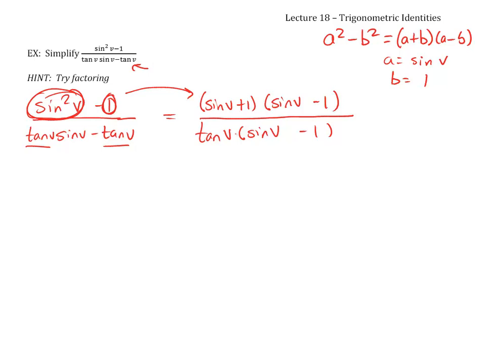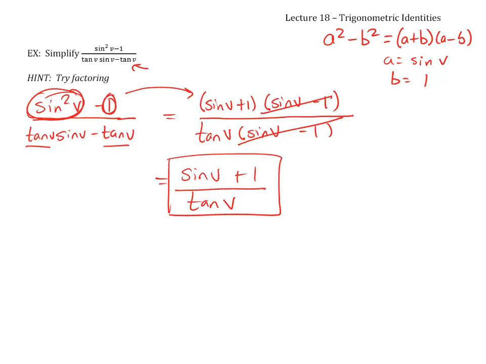And the reason why that is so helpful is you notice now sine of v minus 1 appears on top and bottom, and so I have a sine of v plus 1 over tangent of v. And so there's my simplified form.